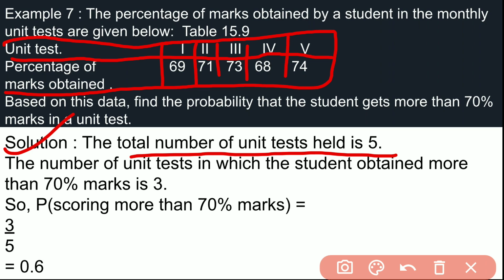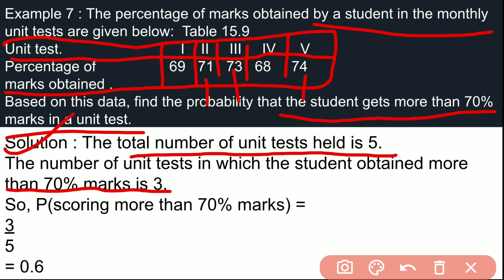We have to find the percentage marks obtained by the student in the monthly unit tests. The question asked: the student getting more than 70 marks in a unit test. The condition is that you have to find the probability of the student getting more than 70 marks. More than 70 appears in three scenarios: in the second test, third test and fifth test. A single student's 5 test marks are given. So he is getting more than 70 marks in 3 tests out of a total of 5 tests.